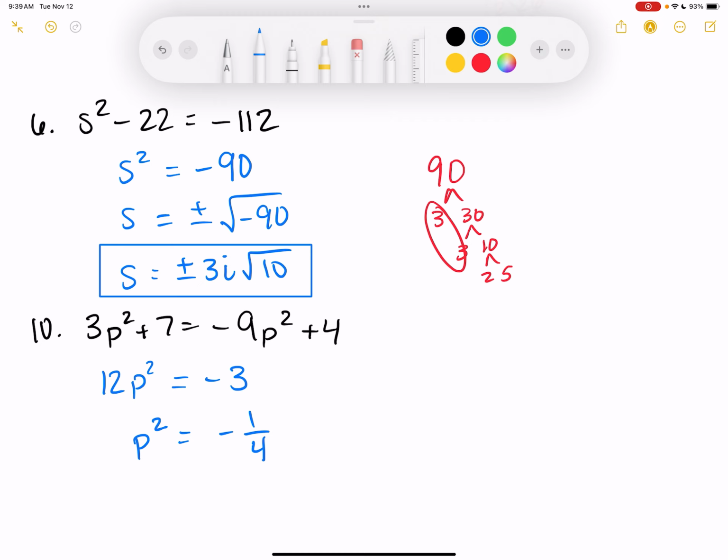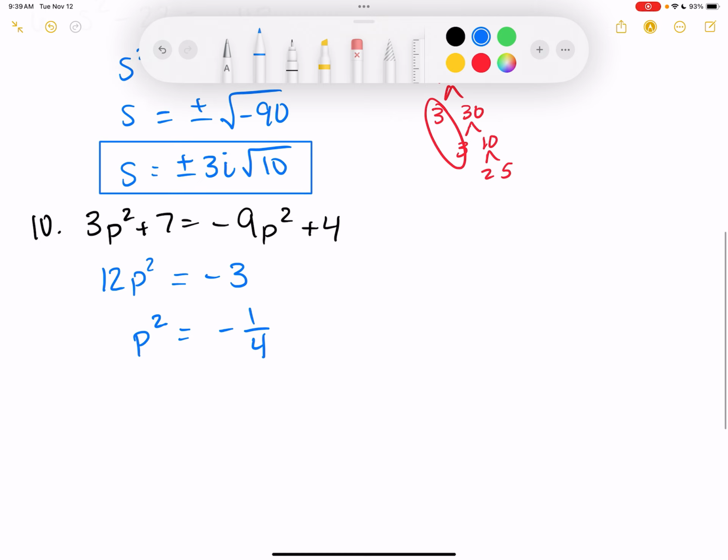Oh, I got that right. Boom. P equals plus or minus square root of negative 1/4. Remember, you can split the radical if you want, instead of having one full radical. You can have two separate ones. What would the square root of 1/4 be? 1/2. And we have the i, so p equals plus or minus 1/2 i.